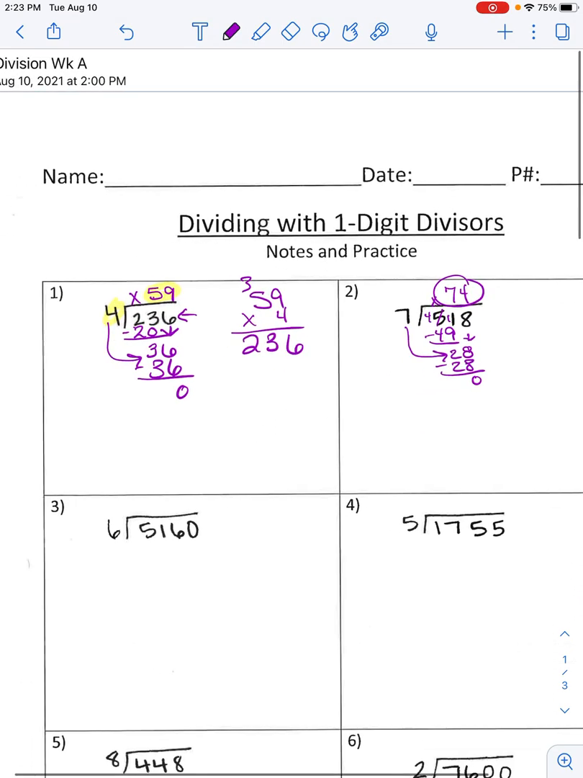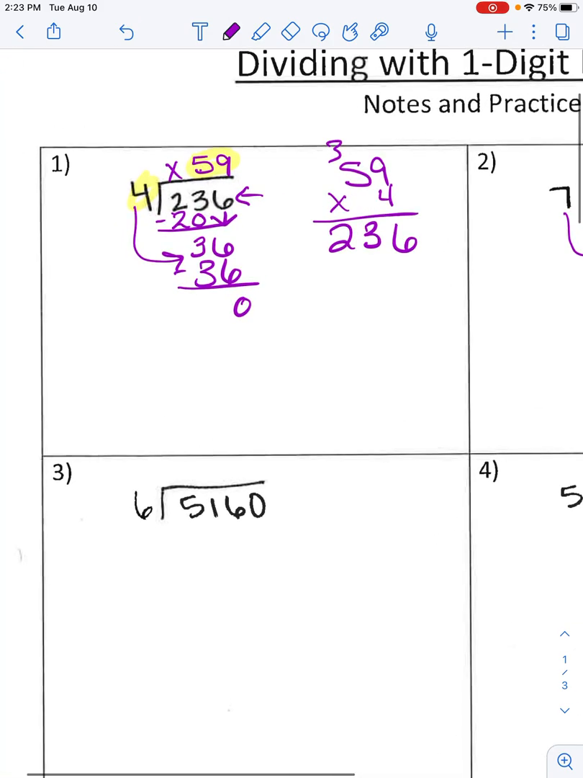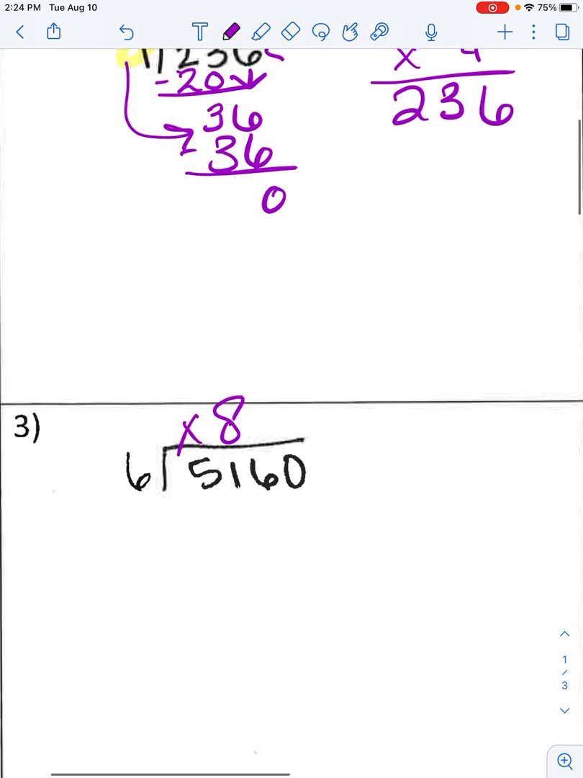Okay, let's do another one. How many times does 6 go into 5? It doesn't. How many times does 6 go into 51? It goes in 8 times. 8 times 6 is 48. And now you're subtracting 51 minus 48 to get 3. Bring down the next number and ask yourself, how many times does 6 go into 36?